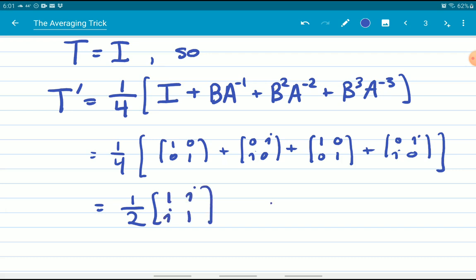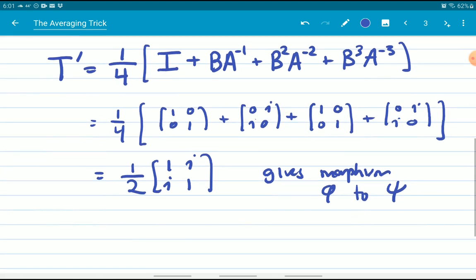This gives a morphism from phi to psi. In fact, it's obviously an invertible matrix, so in fact, I've just shown that those are equivalent representations.